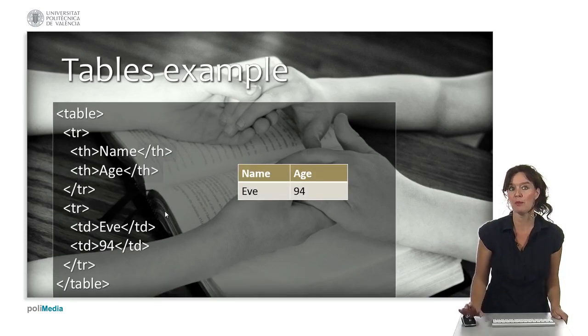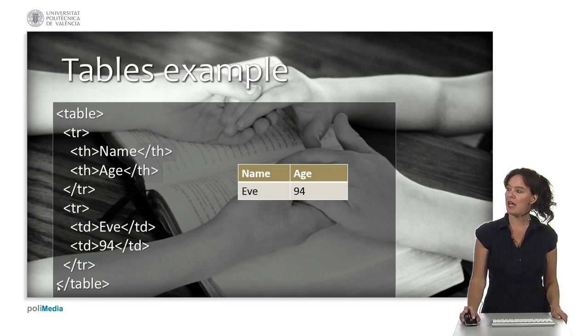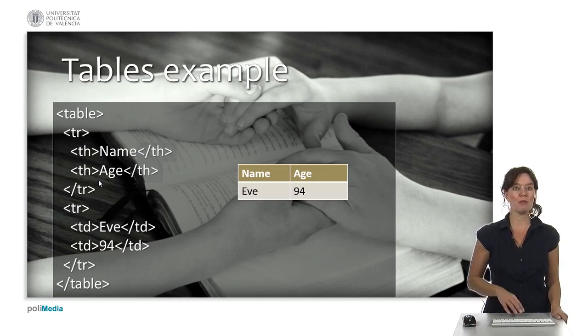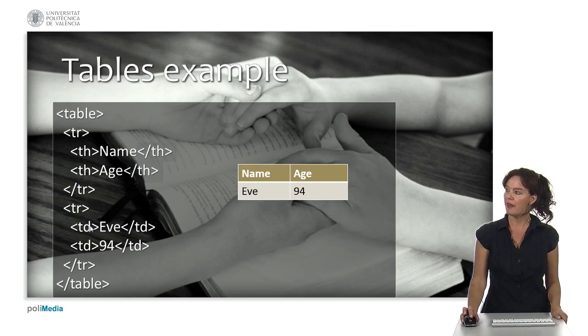Let's look at an example. Here we open with the table tag and we close with the table tag, and we start with the first row, and in the first row we want to name the headers of the columns. So we say that the first column is called name and the second one is called age. So this is the first one, and then from that one on we just put the data in it. So in the second row we have TD Eve and TD 94, which we see here. This is the resulting table of this piece of HTML.